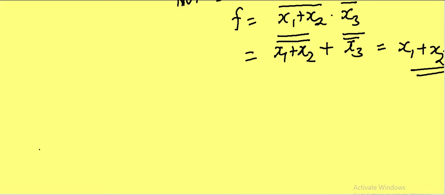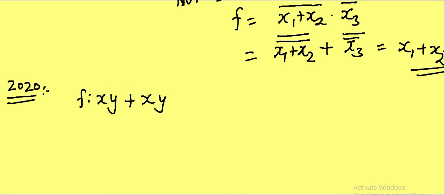Now again a question that was asked in 2020. The question asked is to draw a logic circuit for xy plus xy complement, right? As they have given, you have to use the basic gates AND, OR, and NOT, and draw this circuit. Don't try to simplify this. I can simplify it because I can take x common, and then y plus y complement will be 1, so the output will be x.